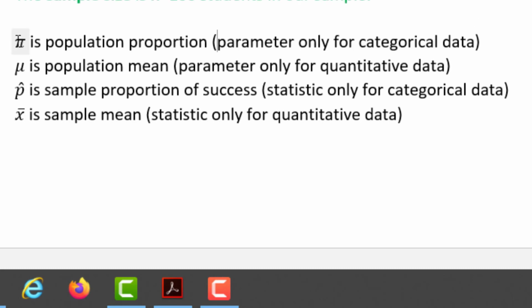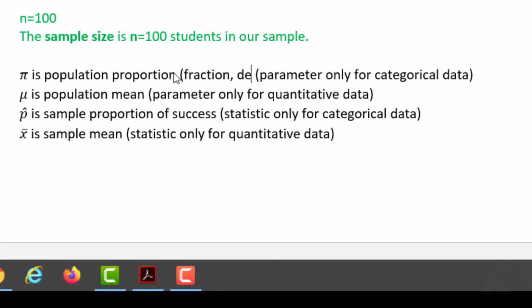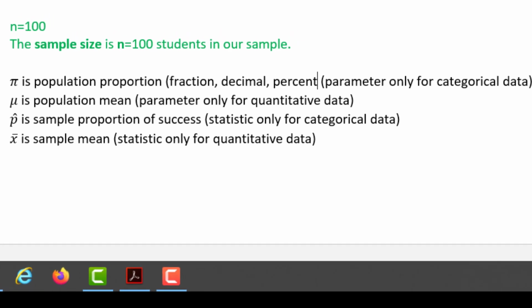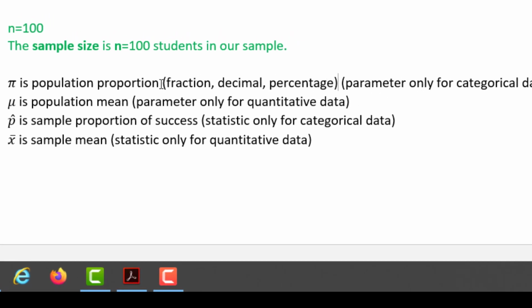Okay. First, pi is a population proportion. So remember, proportion means like fraction, decimal, percentage. It's a percentage of the population with a certain trait, a proportion of the population with a certain trait. Since it is a number related to the population, it is a parameter. And since we're talking about a proportion with a certain trait, this could only be used for categorical data.